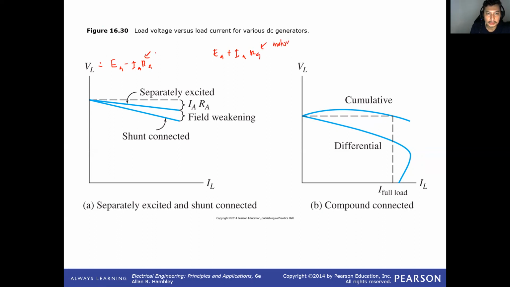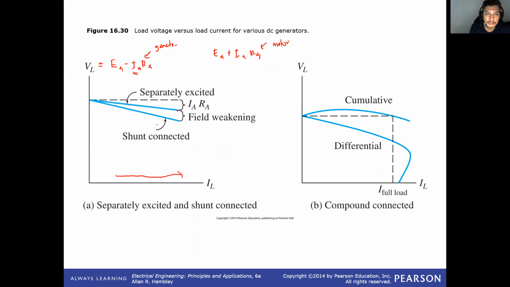For the generator we use this one because the current is going back to the supply. As you can see, if IA is increased, the load voltage will reduce. So if IL is increased towards this value, the voltage will reduce because of the voltage drop across the armature resistance. This is the line for the separately excited DC generator.